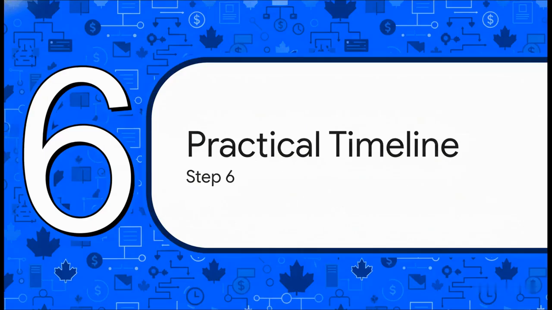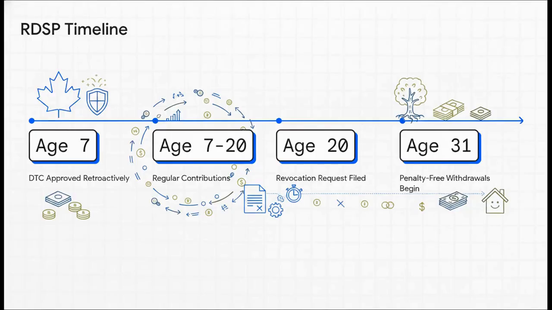Finally, Section 6, a practical RDSP timeline. Let's wrap everything up by putting all these rules into a real-world example. Consider this scenario. John applies for the disability tax credit for his 7-year-old son and receives approval retroactive to birth. For the next 13 years, John contributes regularly to the RDSP and receives both current and retroactive grants and bonds. By the time his son turns 20, the RDSP has accumulated significant government contributions.